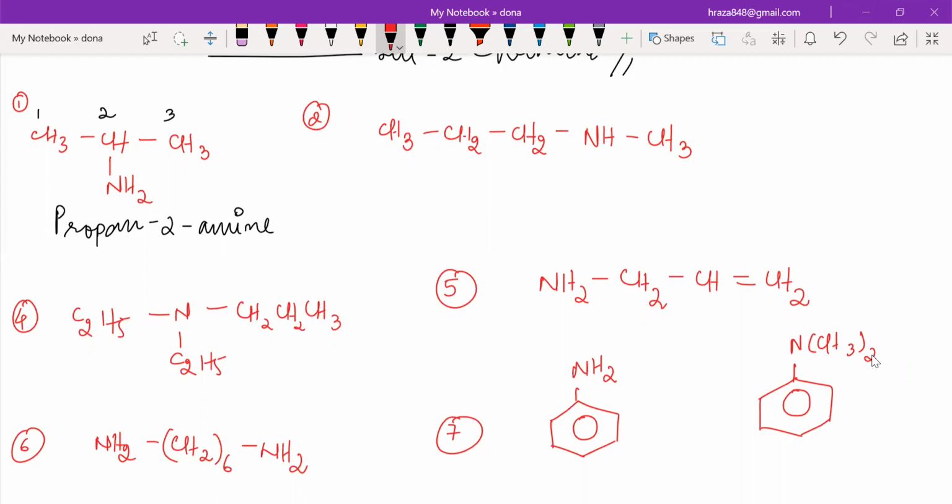Is the second one N comma methyl, 1, 2, 3, propane? Can you repeat what you just said? N comma methyl. N-methyl, N hyphen methyl. Yeah, yeah. And then propanamine. 1, 2, 3, propanamine. Yeah.